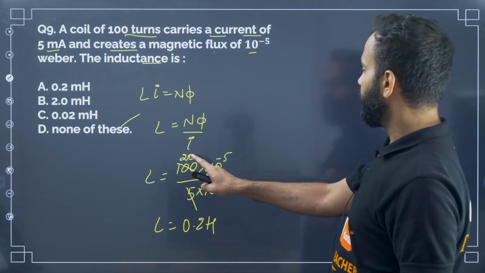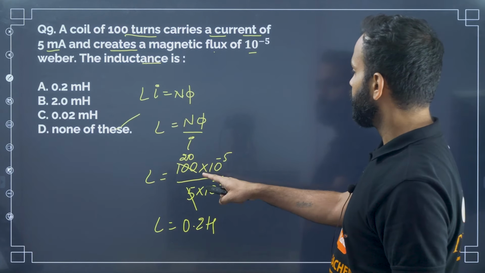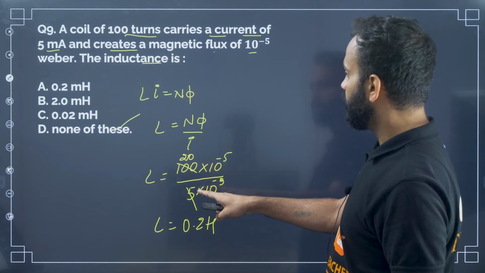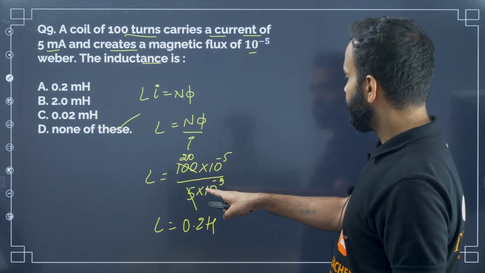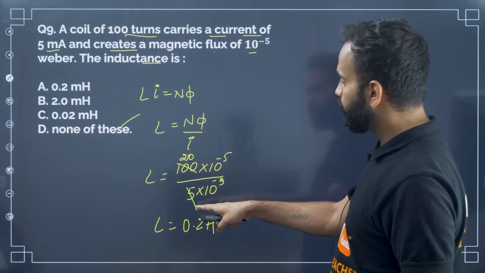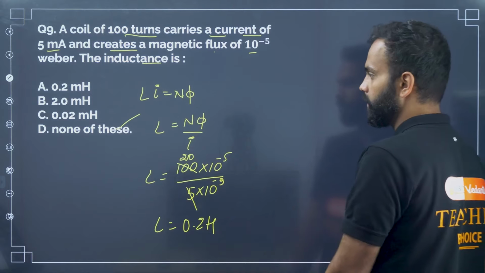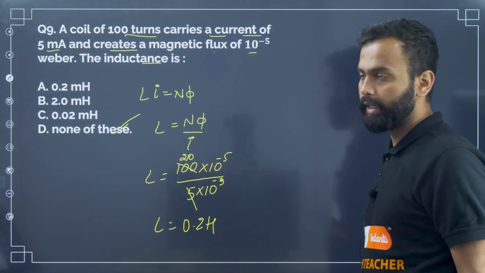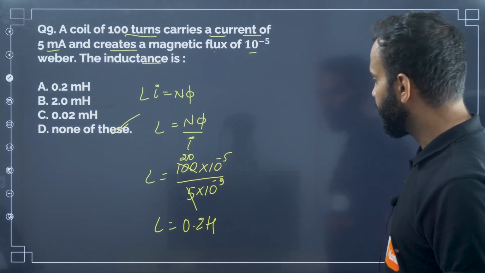N equal to 100, 100 into 10 to the power minus 5, that is 10 to the power minus 3, divided by 5. Yes, correct. None of these is the correct answer; actually it is 200 millihenry.